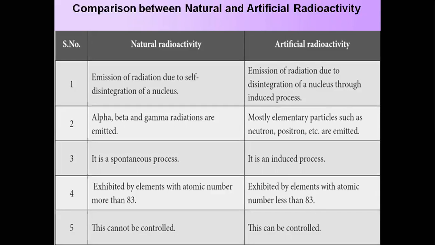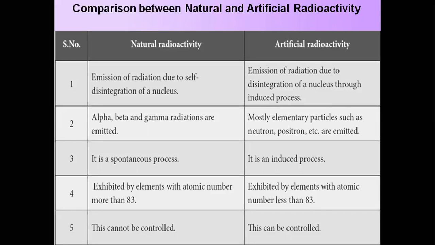In natural radioactivity, alpha, beta, and gamma radiation are emitted. In artificial radioactivity, mostly elementary particles such as neutrons, positrons, etc. are emitted. So natural radioactivity is a spontaneous process because this is self-disintegration. Artificial radioactivity is an induced process because some particles need to be disintegrated.